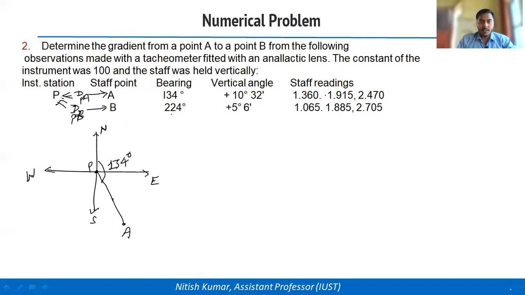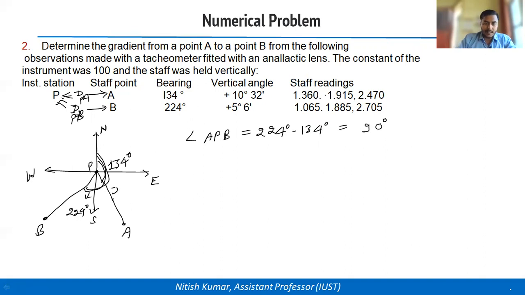Now, P to B. The bearing of B is 224, so it will come somewhere here. So this bearing is given, 224. Now we can calculate the angle between A, P, B. So we can calculate 224 degrees minus 134. What are we getting here? 90. Means 90 degrees.